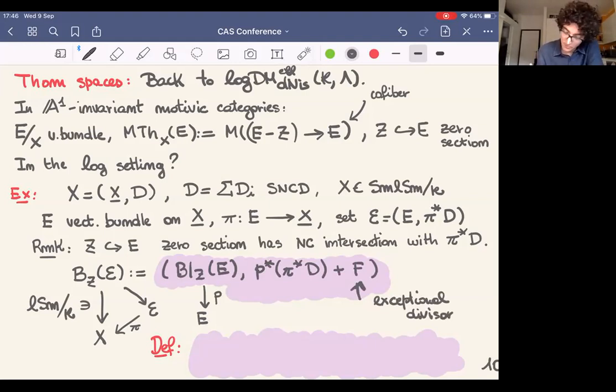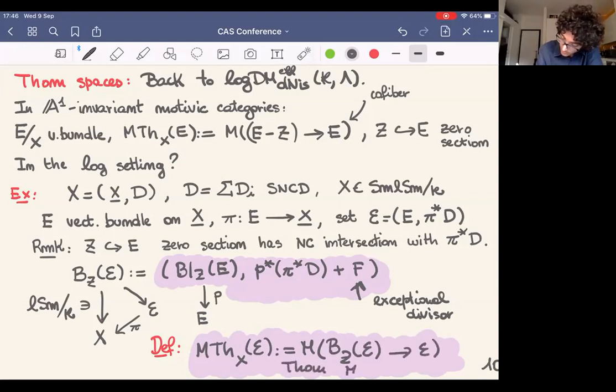And so let me give the following exotic definition. The motive of the Thom space of this E will be the motive of this blow up to E. I call this the Thom motive. Okay, so that's a definition. And why is this a reasonable definition? So let me make a quick topological justification.